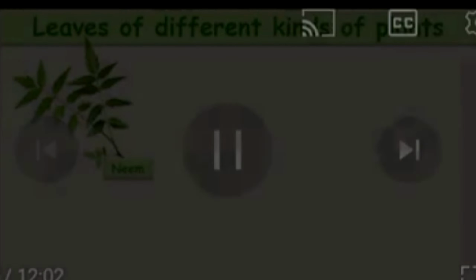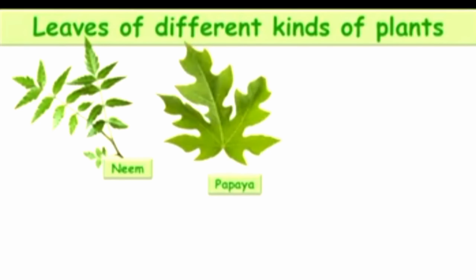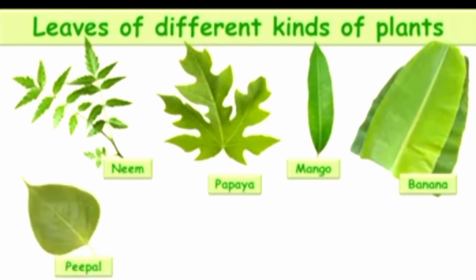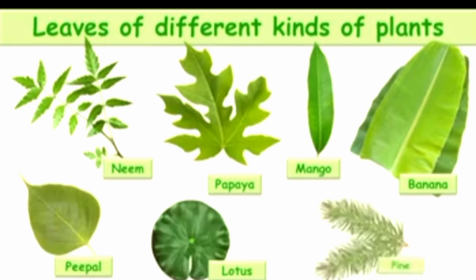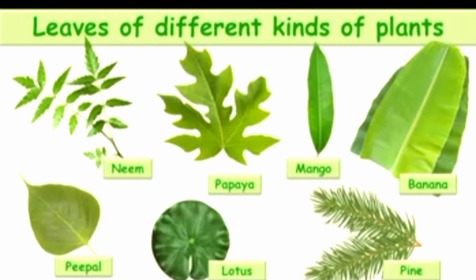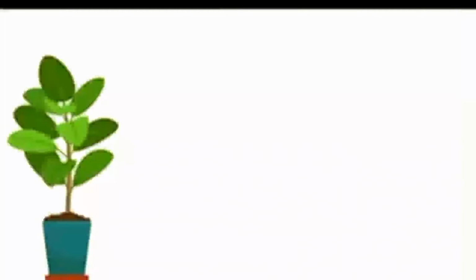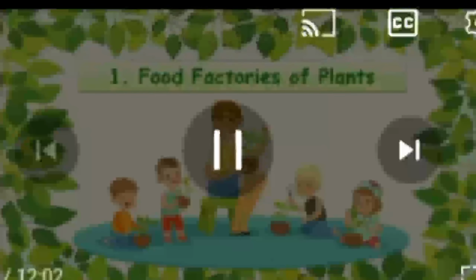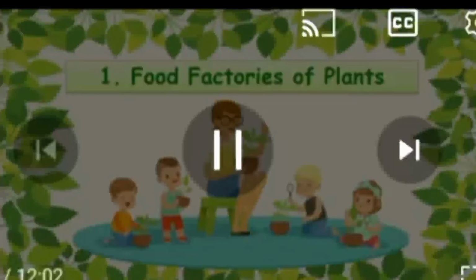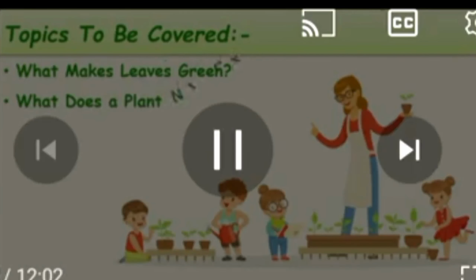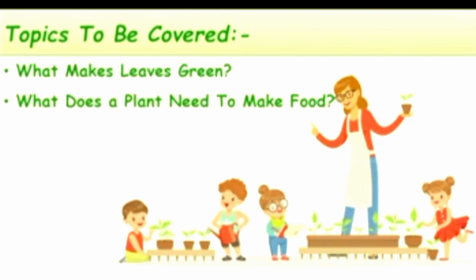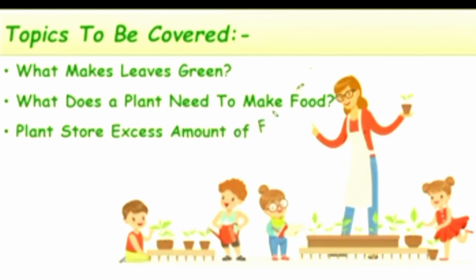Now we are talking about the functions of a leaf. A leaf performs various functions for a plant. Number one, the most important function of a leaf is to prepare food for the plant. Leaves of some plants such as spinach and fenugreek store food. We eat them as vegetables.